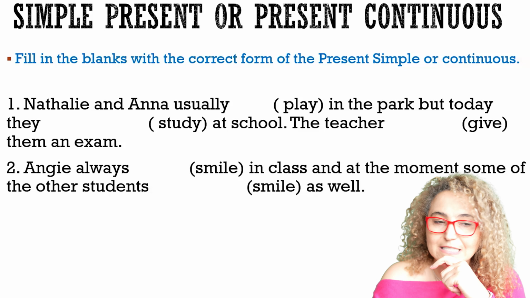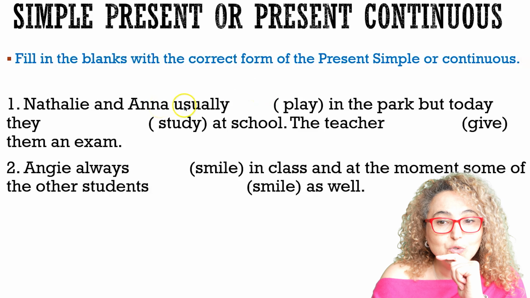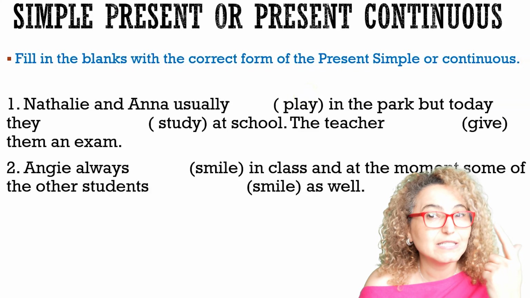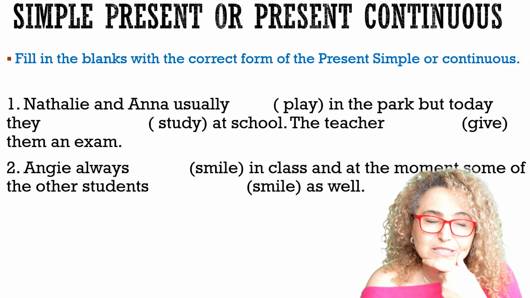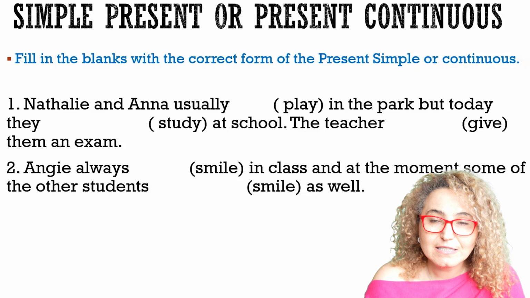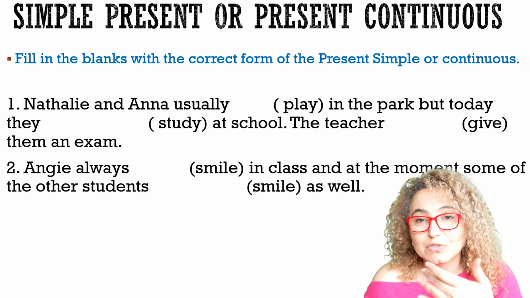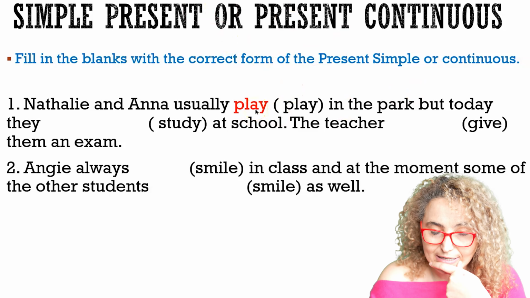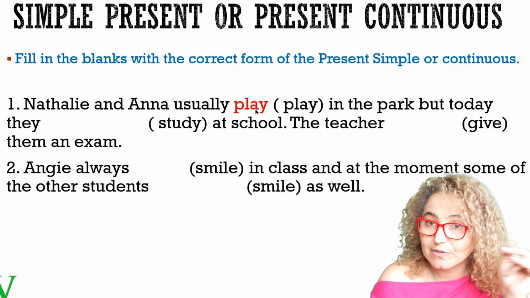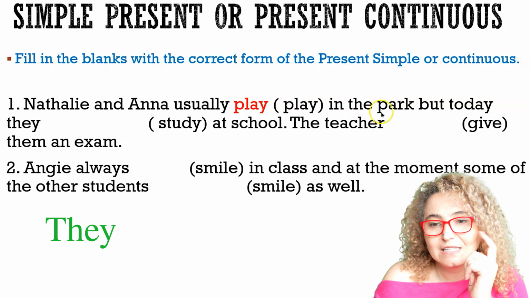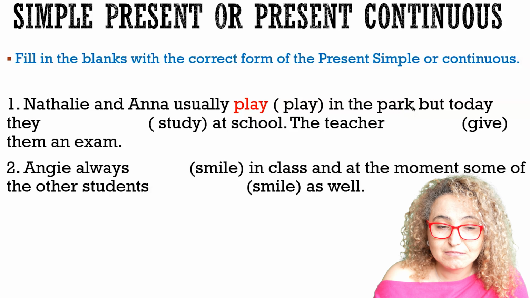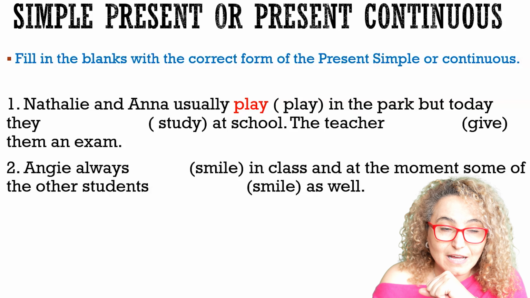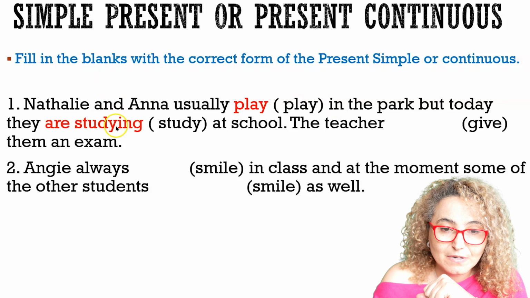Okay, let's start. So Natalie and Anne usually in the park. So usually, remember in lesson 1 we talked about adverbs of frequency, usually, sometimes. This is something they usually do. So it's like a habit. So they usually play. And because it's two people, so they. Okay. But today, what's happening today? So something very recently happening. They are studying at school.